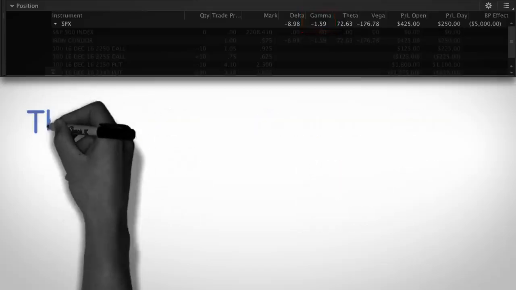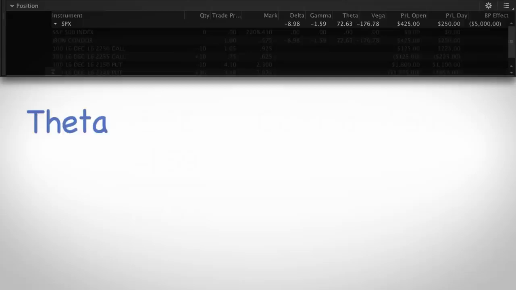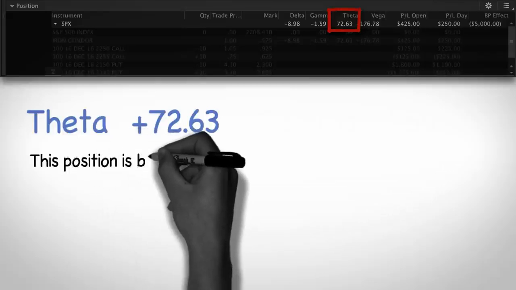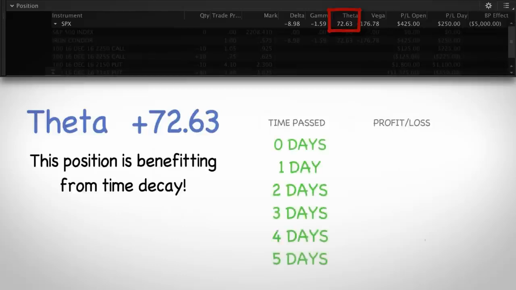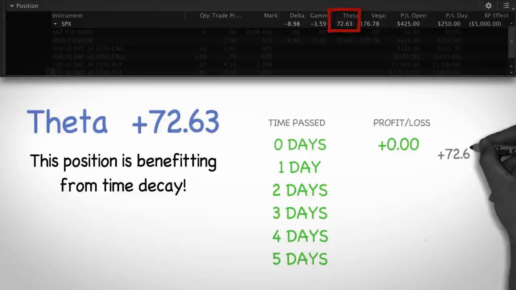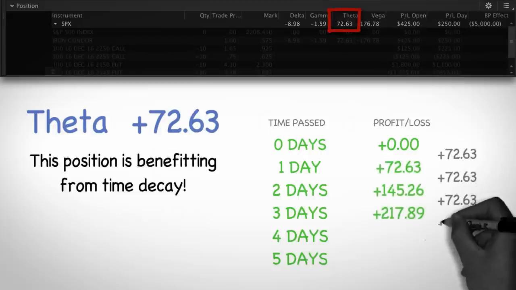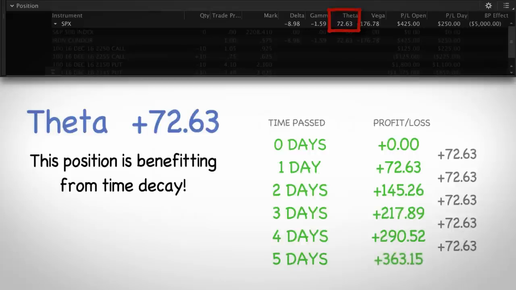Now, just a second ago, we mentioned that all options have a negative theta, because all options are constantly decaying as time passes. But if you look at our position theta, you can see that the number is positive. What this means is that this position is benefiting from time decay. Or in other words, for each day that passes, this one position is bringing in $72.63 from time decay.